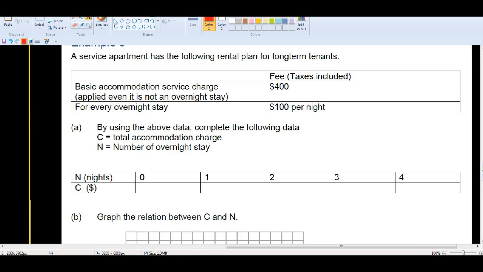Alright, so let's see. There are two variables. One is the total accommodation charge, the other is the number of overnight stays. Let's say the number of nights stayed is 0. If there's no overnight stay, how much is the charge? Of course you are still going to pay the basic charge, which will be 400. If you stay for 1 night, what will be the charge? With 400, on top of that you need to pay 100, so that would be 500.